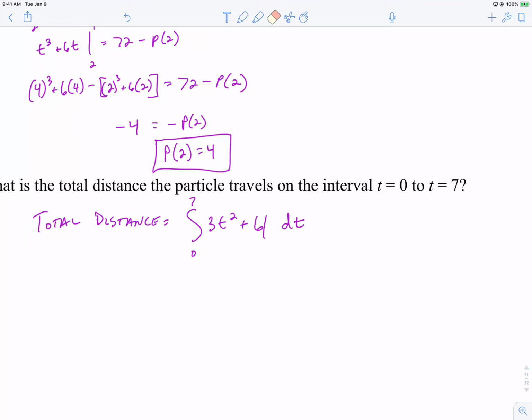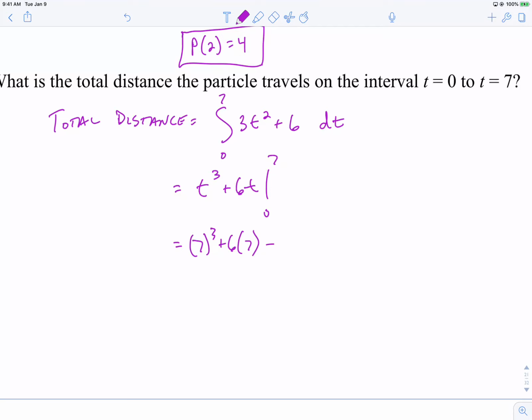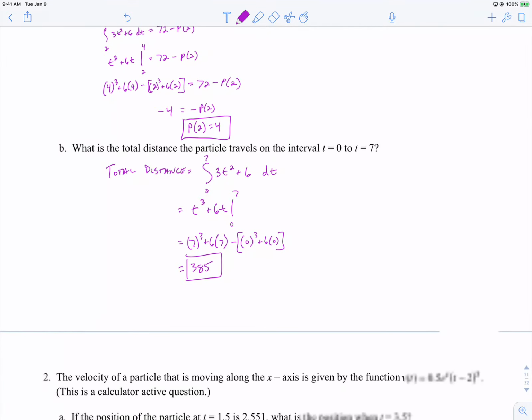This is a non-calculator question, so the absolute value is not going to be very helpful. But we know that it's always above the x-axis because it's a parabola that opens upwards and it's shifted up 6. So we're going to integrate, and plug in our 7, plug in our 0. We get 385. So that is our total distance that the particle travels on that interval.